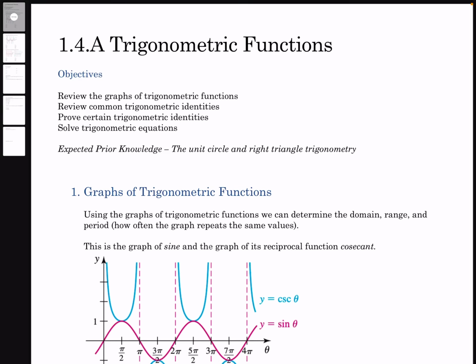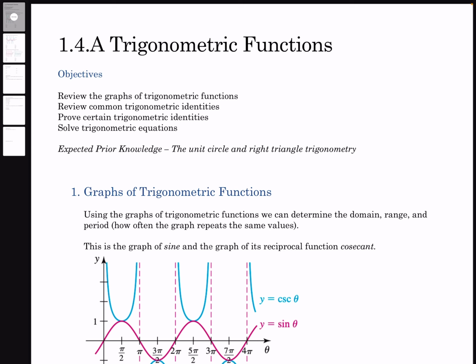Hi students, in this video we're going to cover the basics of trigonometric functions. We're going to split the trigonometry into two videos. The first part is going to cover the 6 trigonometric functions and basic identities, and the second video will cover the inverse trig functions and how we use them to do more trigonometry.